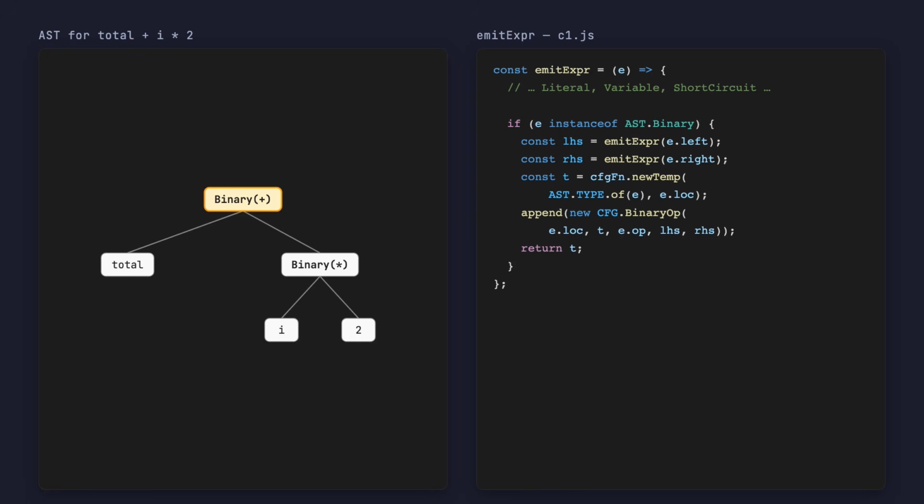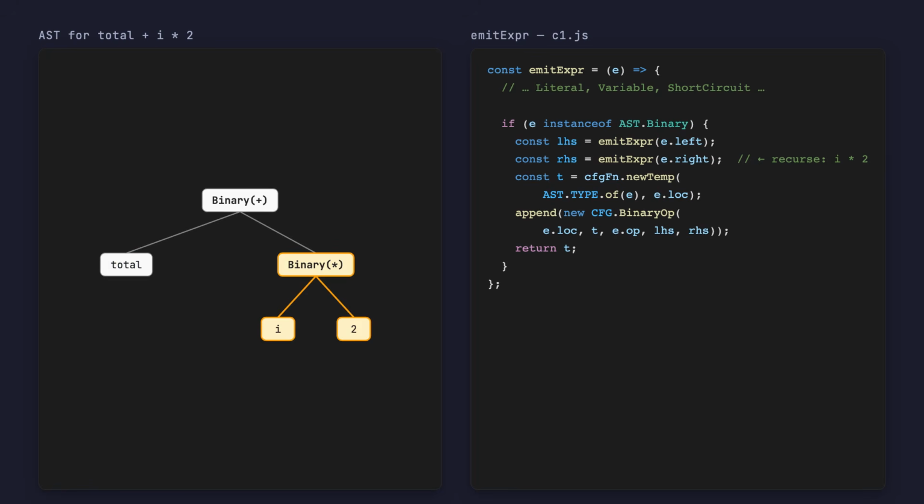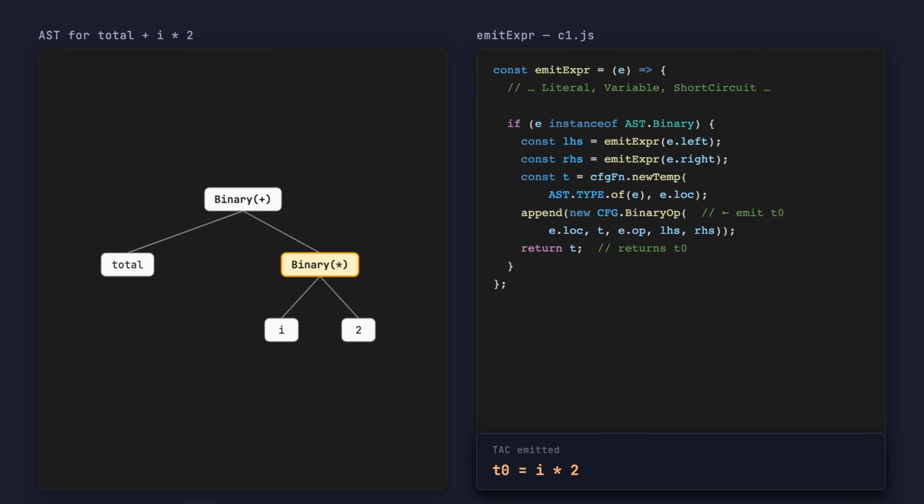We start at the top, a binary node plus. We need to lower its left side and its right side. Left side is total, just a variable. We get a name back. Right side is I times 2, another binary. We recurse into it, lower I, lower 2, emit T0 equals I times 2, return T0. Pop back up. Now we have total and T0. Emit T1 equals total plus T0, return T1. 3 instructions. The implicit became explicit.